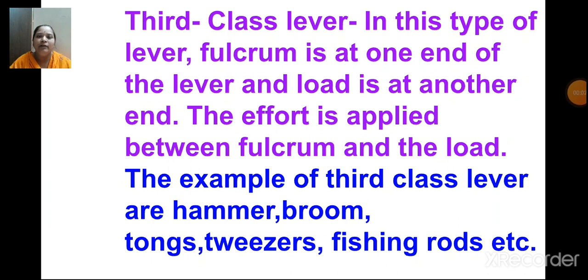Third class lever. In this type of lever, the fulcrum is at one end of the lever and the load is at another end of the lever, and effort is applied in between. Effort is applied between the fulcrum and the load. The examples of third class lever are hammer, broom, tongs, tweezers, fishing rods, etc.